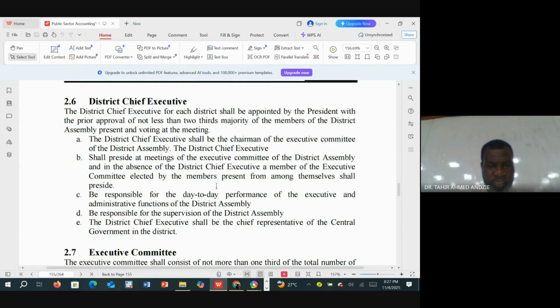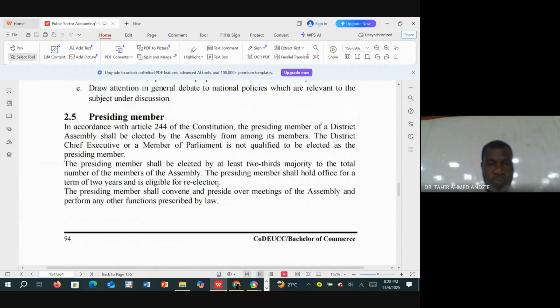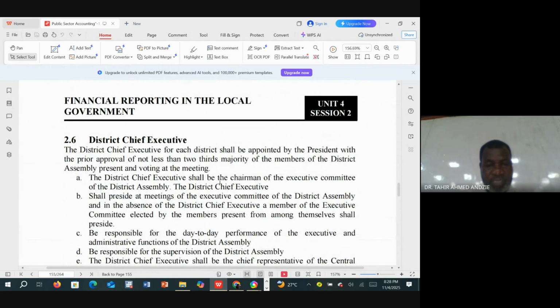So the district chief executive shall be the chairman of the executive committee of the district assembly, and the district chief executive shall preside at the meetings of the executive committee. Remember that we are talking of the executive committee. When it comes to the executive committee, it is the district chief executive who is the chairperson. Okay, so we said district chief executive. The district chief executive for each district shall be appointed by the president with the prior approval of not less than a 2/3 majority of the members of the district assembly.